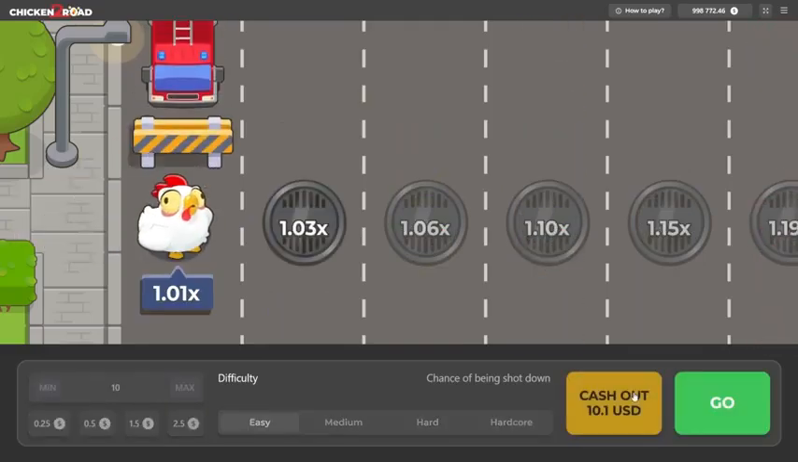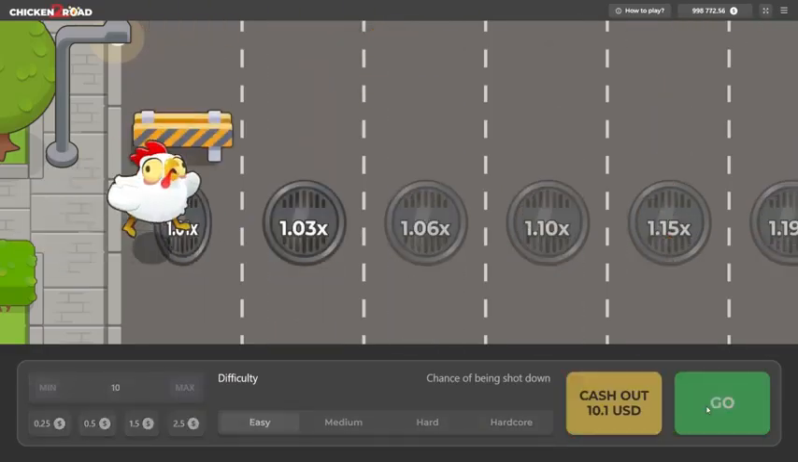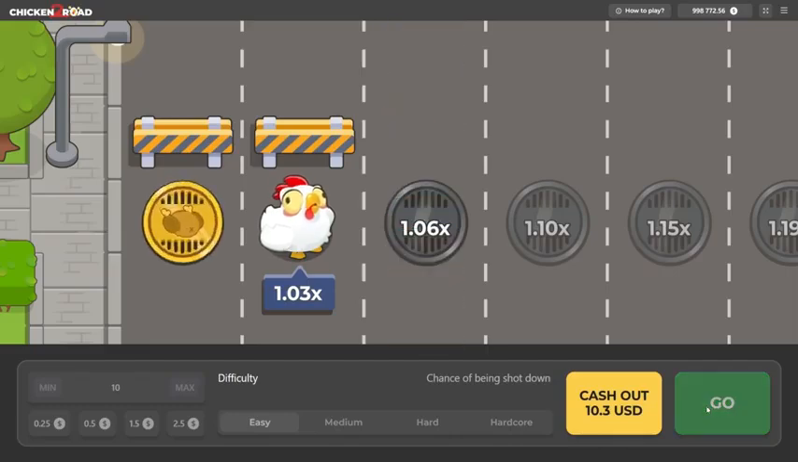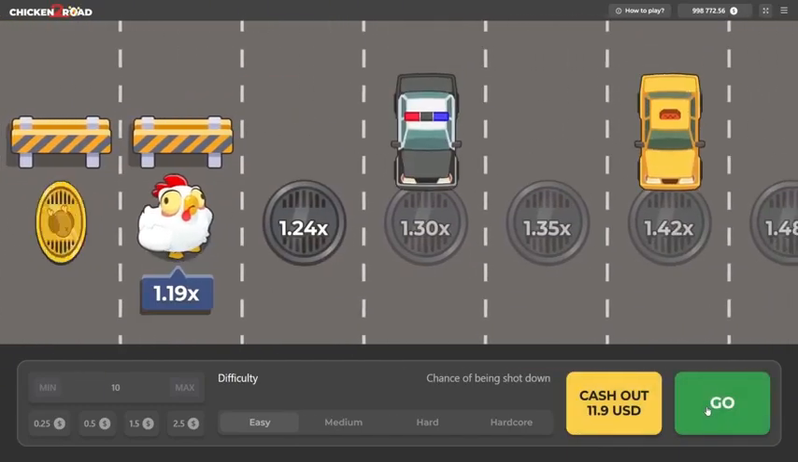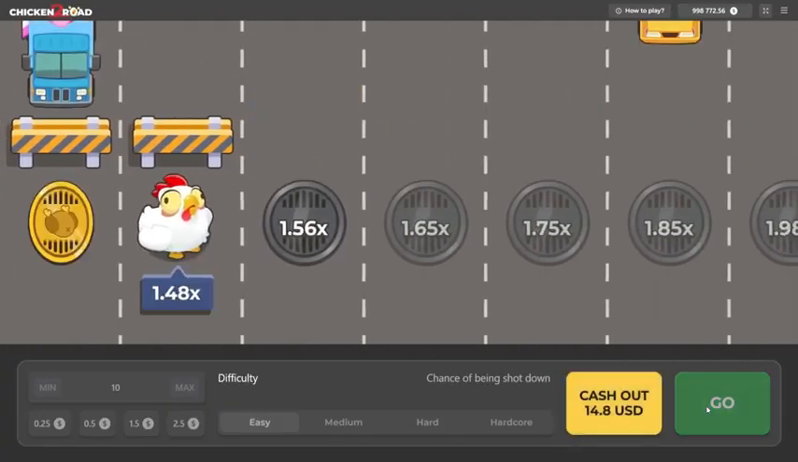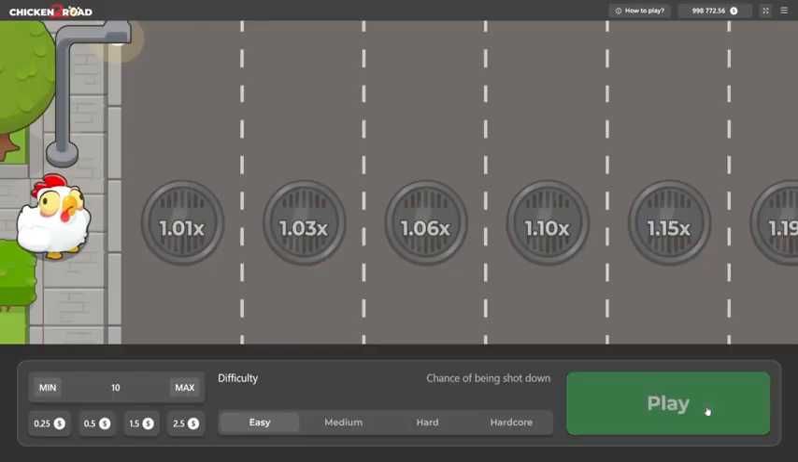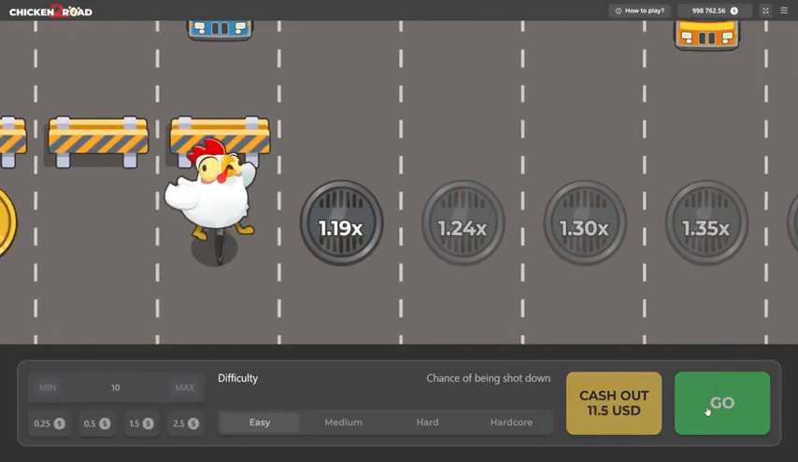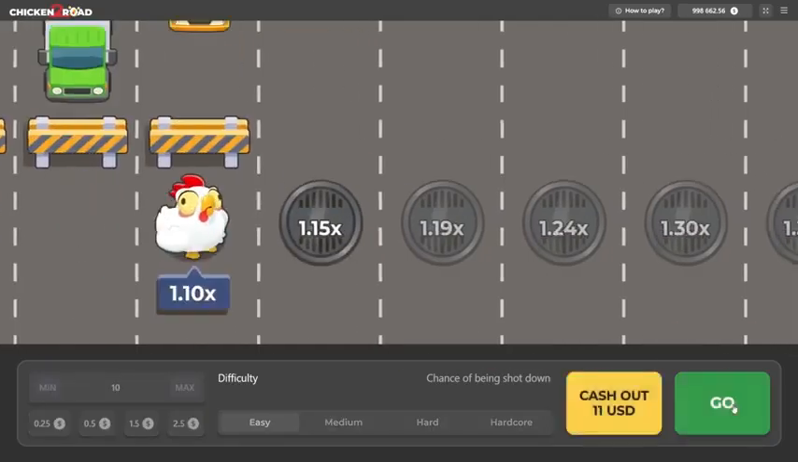successfully across each lane, the multiplier increases. It might go to times 1.2, times 1.5, times 2.0, and so on. The multiplier represents how much your original bet will be multiplied by if you cash out at that moment. So if you bet $10 and your multiplier is at times 3.0, cashing out would give you $30. That's your $10 bet times the 3.0 multiplier. Your profit would be $20.